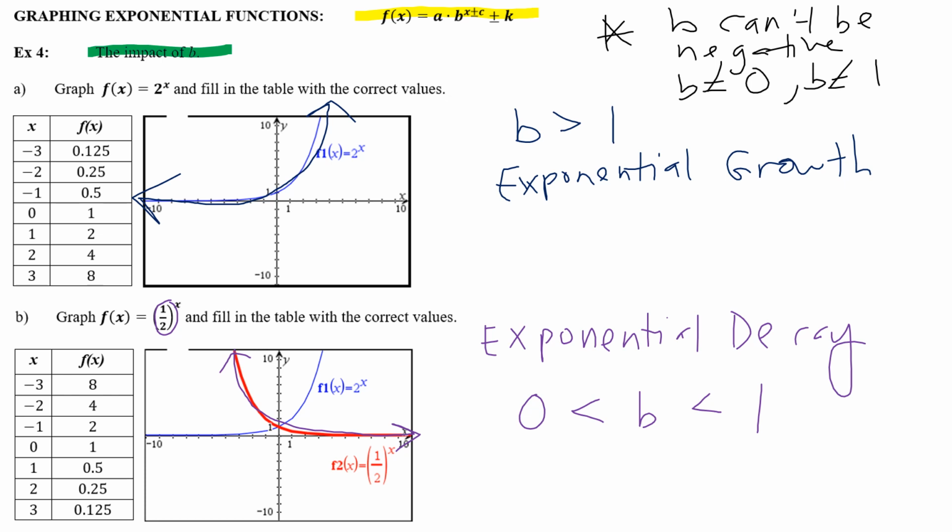So just to recap, K makes a graph go up and down, C makes a graph go left to right, A determines where your starting point is or your initial amount, and then B is going to determine whether you have exponential growth or you have exponential decay.